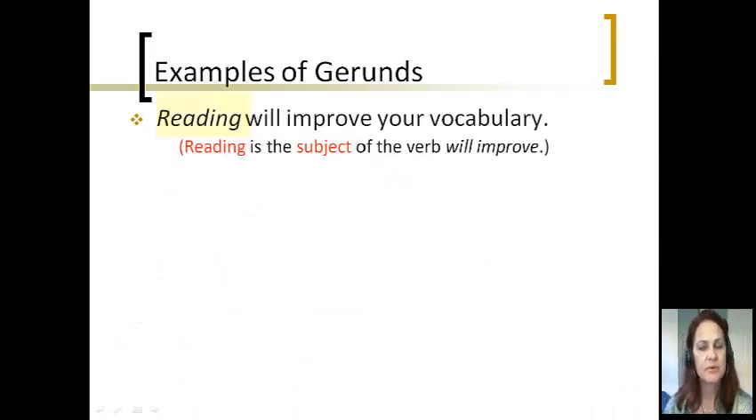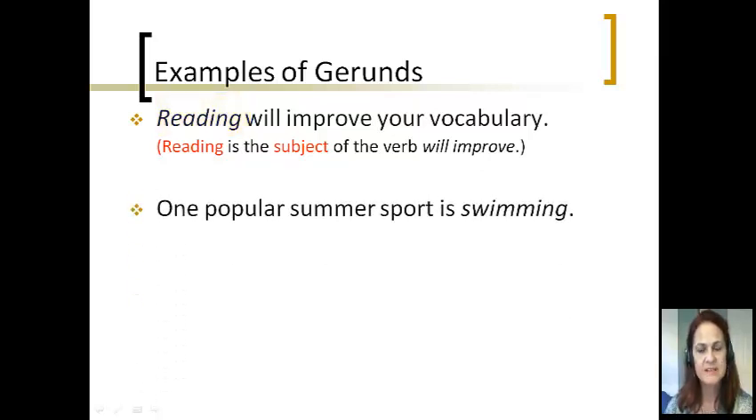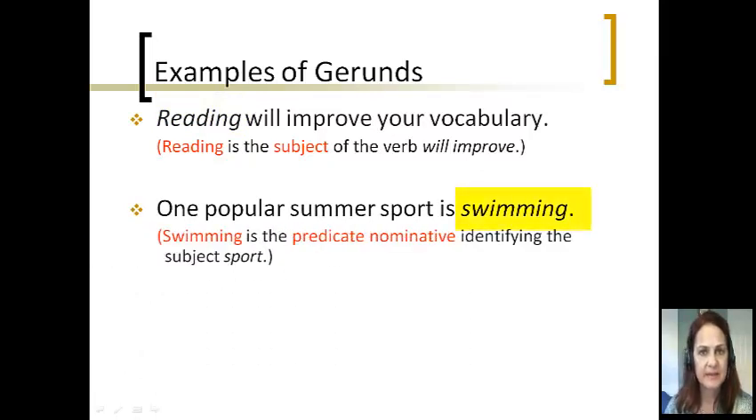Reading will improve your vocabulary. Reading in this sentence is a gerund. And in this sentence, reading is the subject of the verb will improve. Our second example. One popular summer sport is swimming. In this sentence, swimming is functioning as a gerund. And it is a predicate nominative from the linking verb is, and it identifies what the sport is.